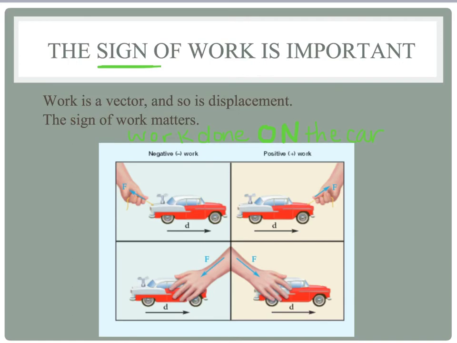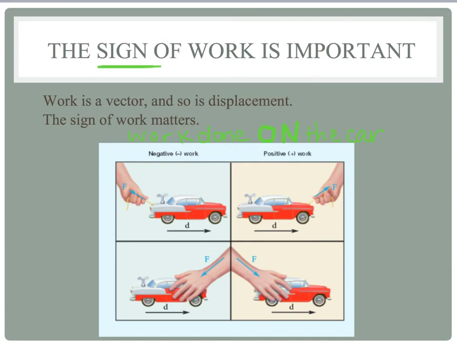You can see this in chapter 5.1. They have these pictures of positive work on this side and negative work on this side. The reason they have two different ones on both of these is they want you to notice that pushing or pulling doesn't change the sign of work. It's not about pushing or pulling. It's about the direction of the force and the displacement.